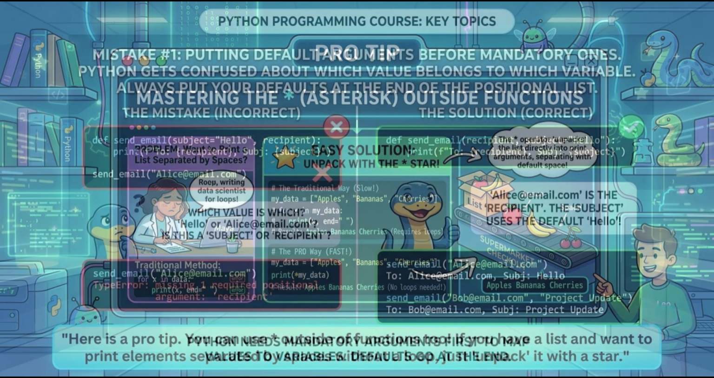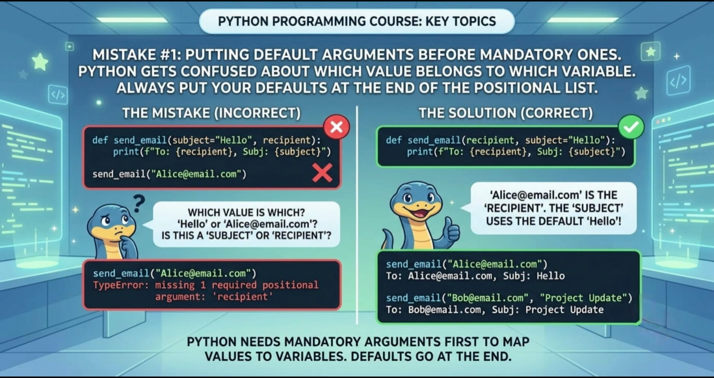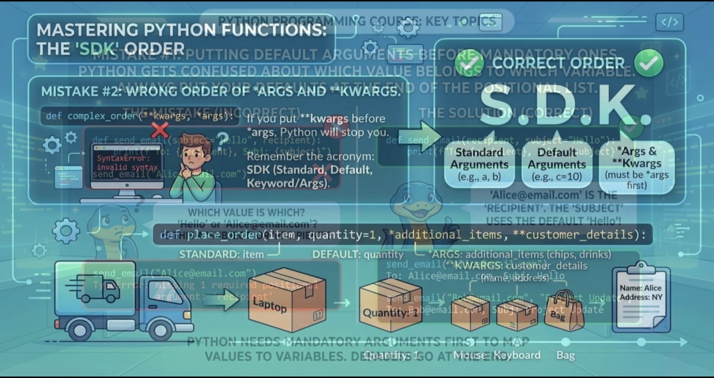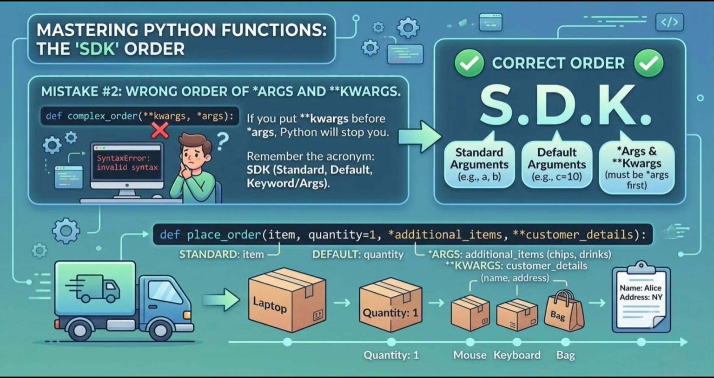Mistake number 1, putting default arguments before mandatory ones. Python gets confused about which value belongs to which variable. Always put your defaults at the end of the positional list. Mistake number 2, wrong order of *args and **kwargs. If you put **kwargs before *args, Python will stop you. Remember the acronym SDK: standard, default, keyword args.